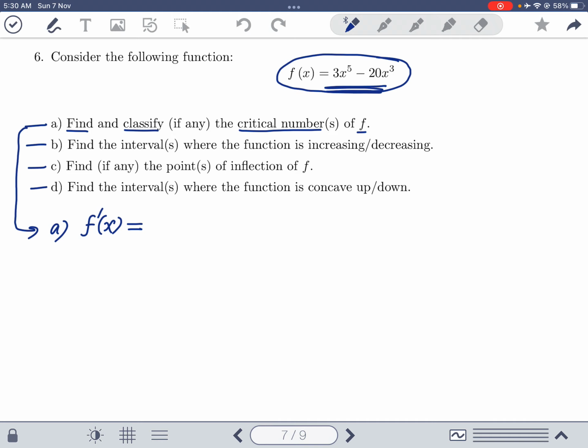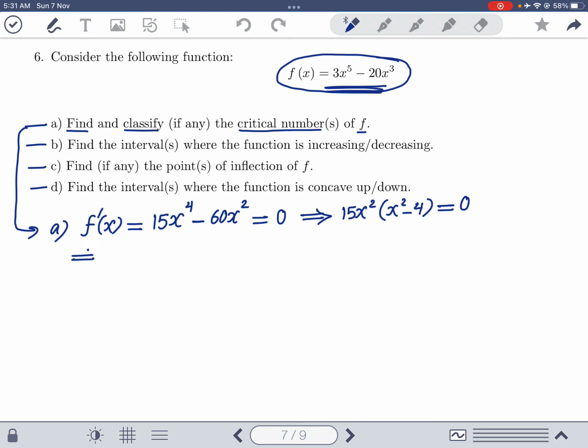The derivative, you use the power rule. The 5 comes down, and 3 times 5 is 15. And subtract 1 from 5, you get 4, minus 3 times 20 is 60, x to the power 2. So to get the critical numbers, you set this equal to 0. And so take now 15x squared as a common factor. You will have x squared minus 4, all of this equal to 0.